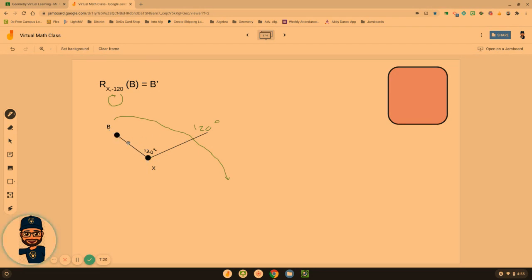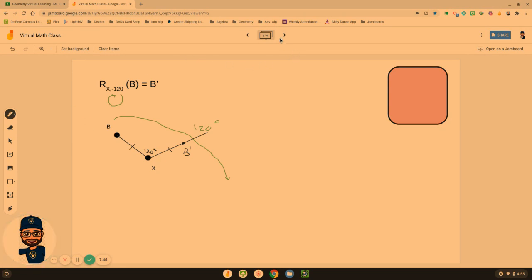Typically, we would measure this. If this was an inch, I'm going to go an inch this way and put B prime. But for our argument, because we don't have all of the tools, we're going to show that this segment is the same as that segment. That I rotated point B 120 degrees clockwise, and that those two segments are the same measure. All right, so we're following those steps.